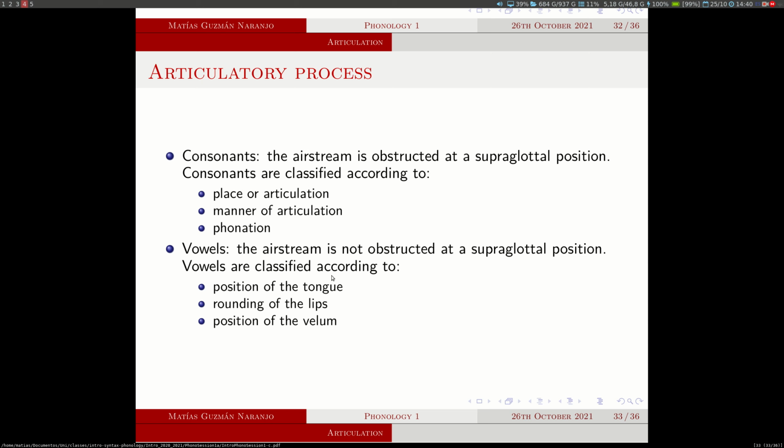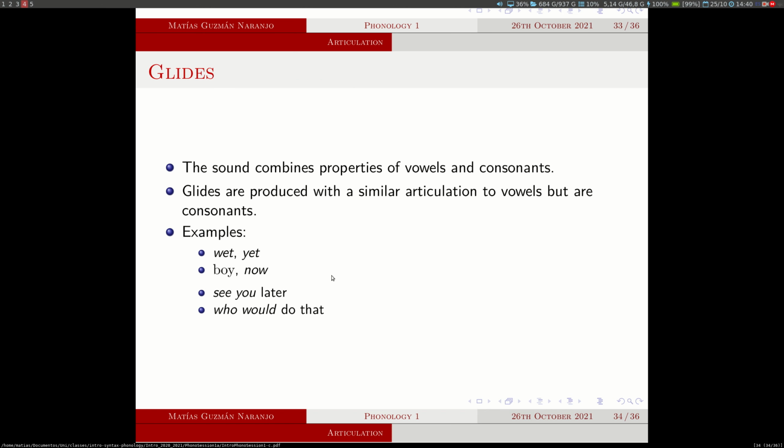And vowels are sounds which are completely unobstructed at the supraglottal position, and they are basically characterized by the position of the tongue, the rounding of the lips, and the position of the velum. Glides are a combination of both vowel and consonant sounds. They are produced with a similar articulation to vowels, but they end up being consonants. Some examples are wet or yet, the first sound, or in boy and now the final sound.